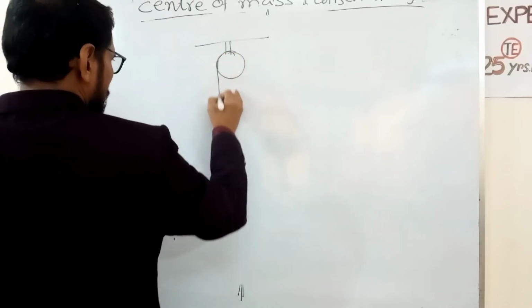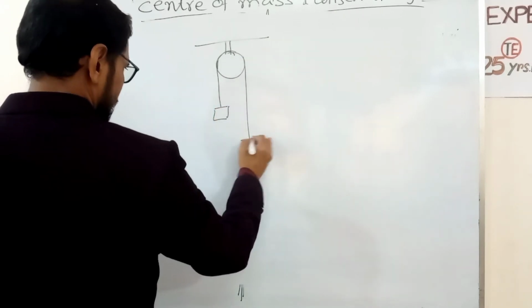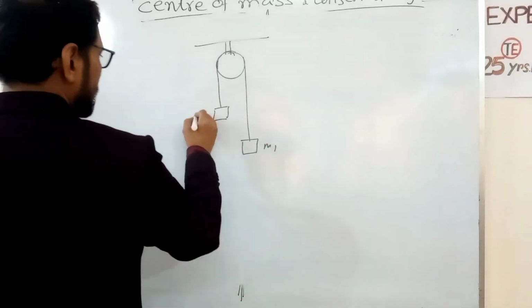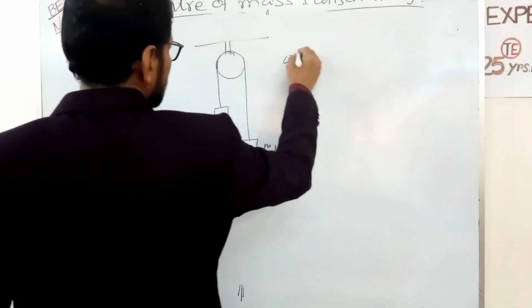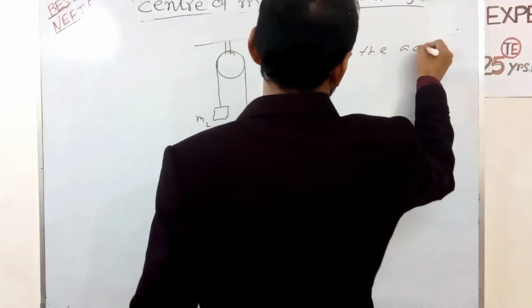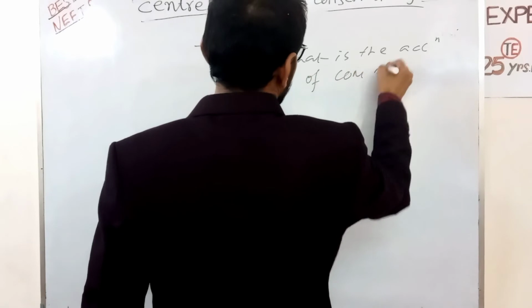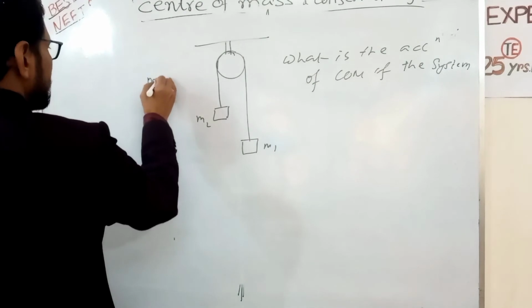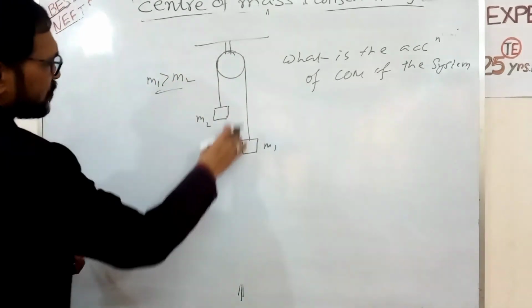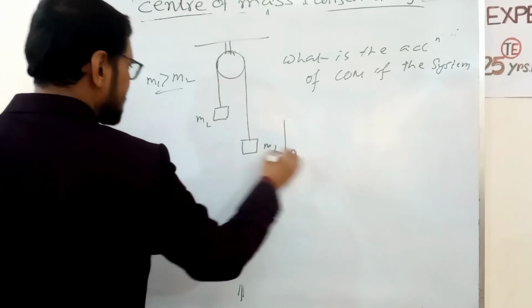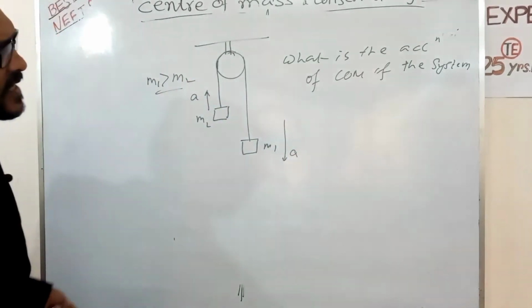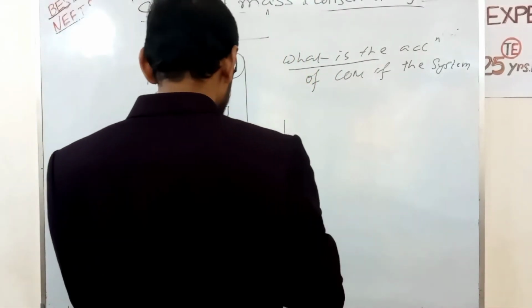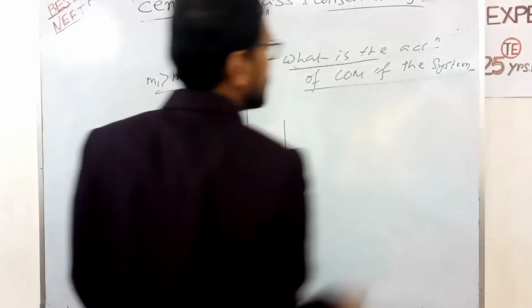In a pulley, two masses are suspended by a string which passes over the pulley. The masses are m1 and m2. Now what is the acceleration of the center of mass of the system if the masses are released? Suppose m1 is greater than m2, the whole system will accelerate. This will accelerate in this direction, this in this direction. What is the acceleration of the center of mass of the whole system? This is the next problem.